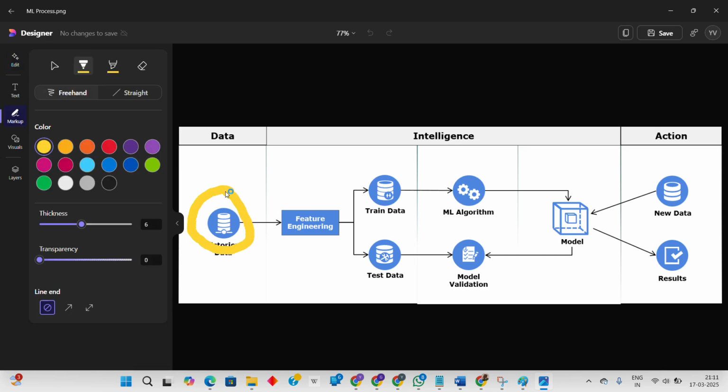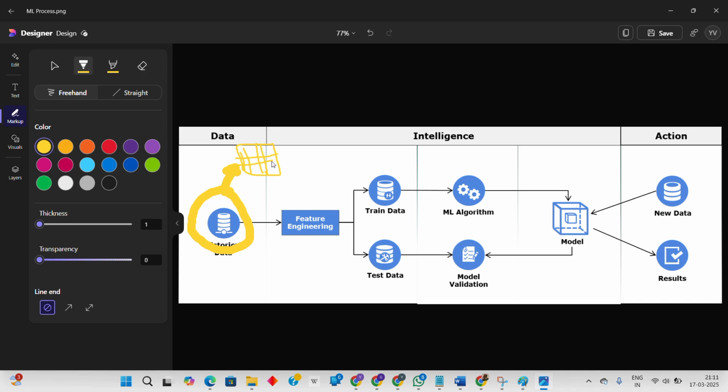First, historical data. You will start with historical data. Historical data is nothing but the actual data set. It can be structured, unstructured, semi-structured. We discussed structured, semi-structured, unstructured, so no matter what the structure is, this is all about historical data.